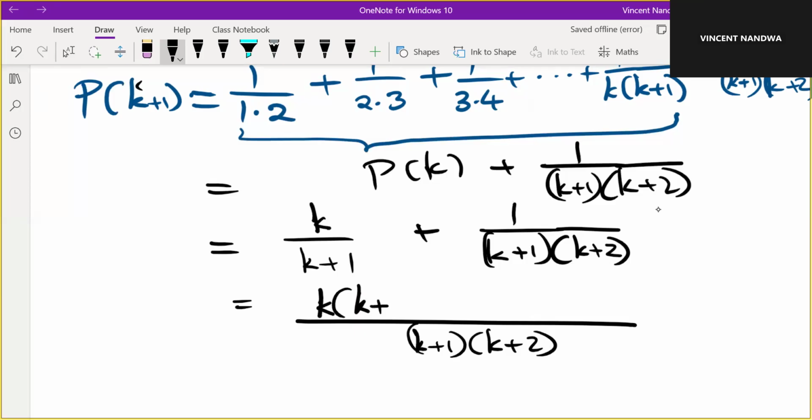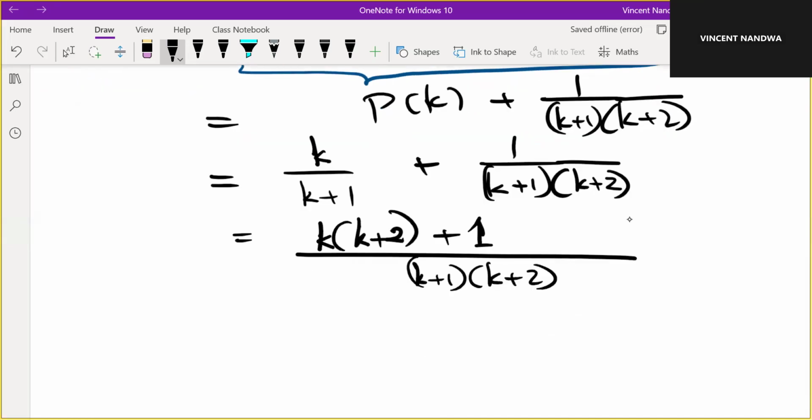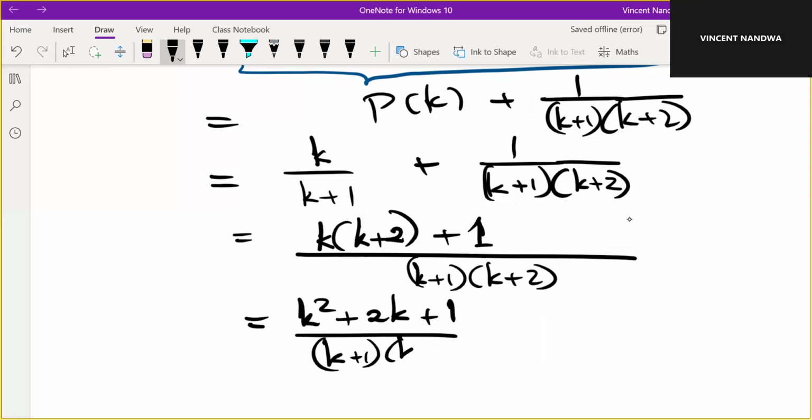How many times does k plus 1 go in here? It is like I'm asking you, what is this number divided by k plus 1? K plus 2. So when you know k plus 2 times k plus 1, you get this number, okay? Yeah. Then plus just 1. Okay? Yeah. So now we can write this as k times k is k squared plus 2k plus 1 divided by k plus 1 into k plus 2.